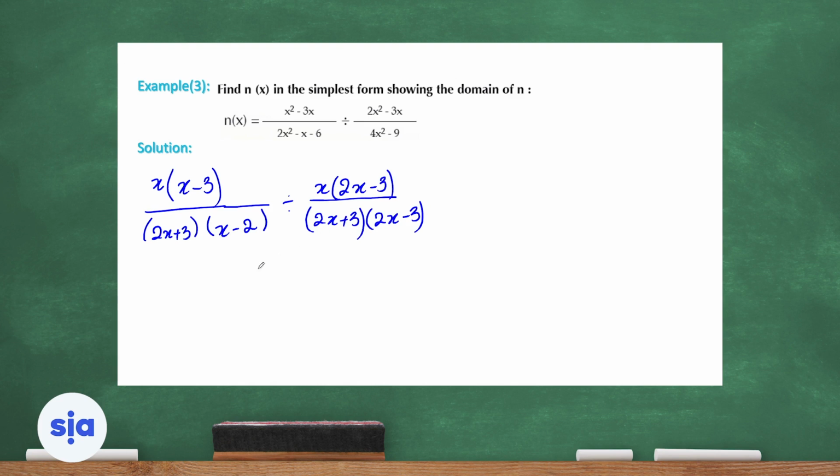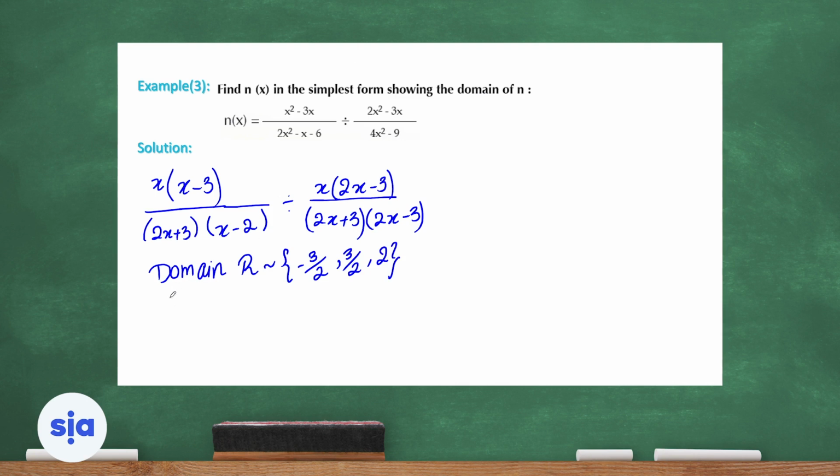Let's find the domain. Domain is all real numbers except, yes, negative 3 over 2, 3 over 2, and 2.